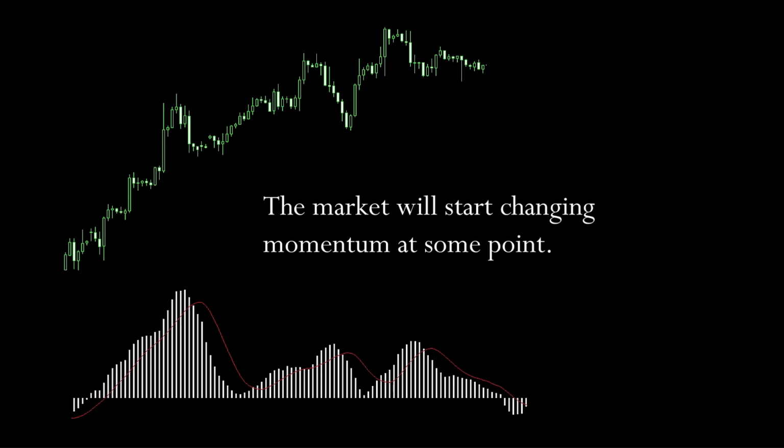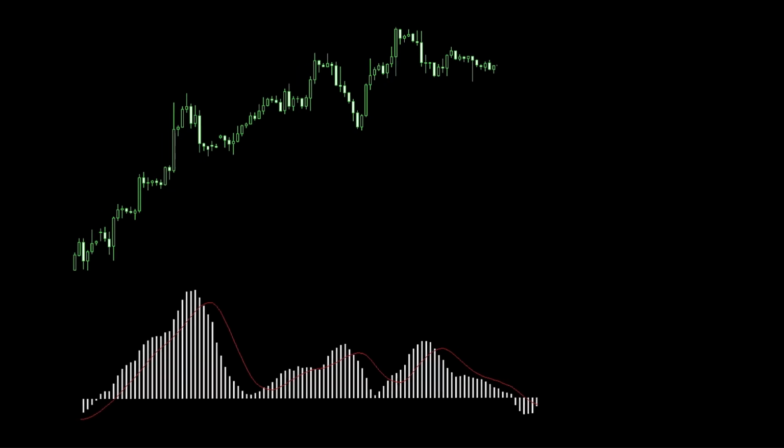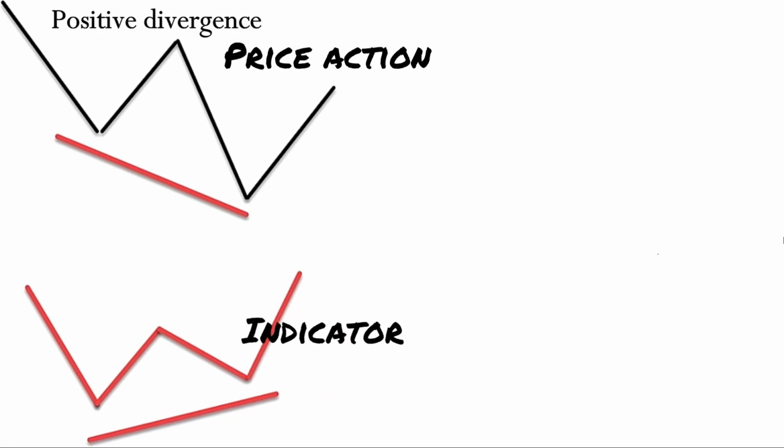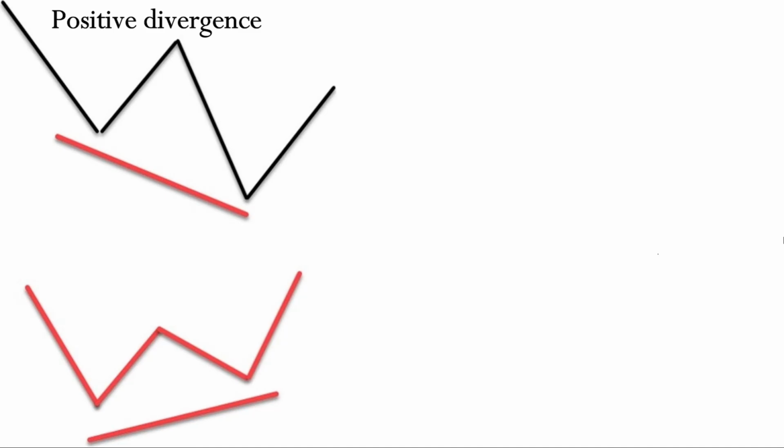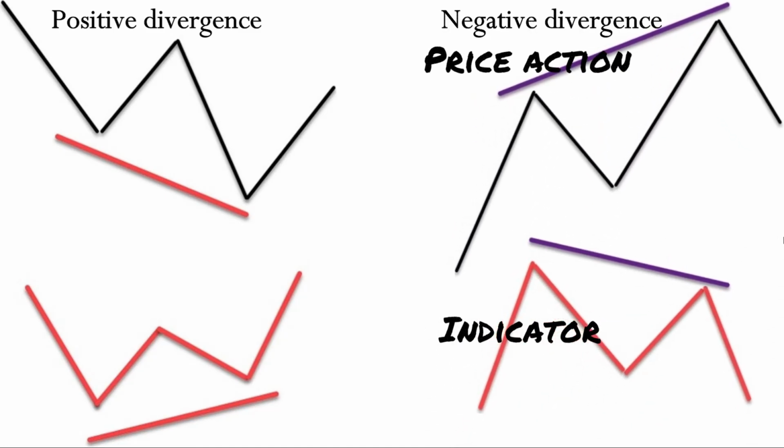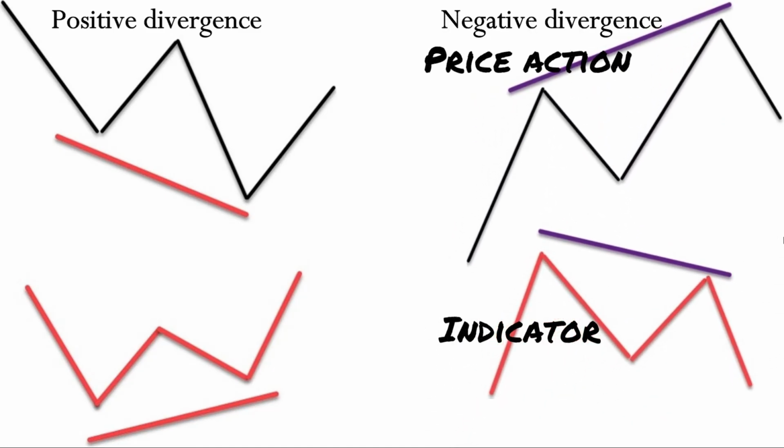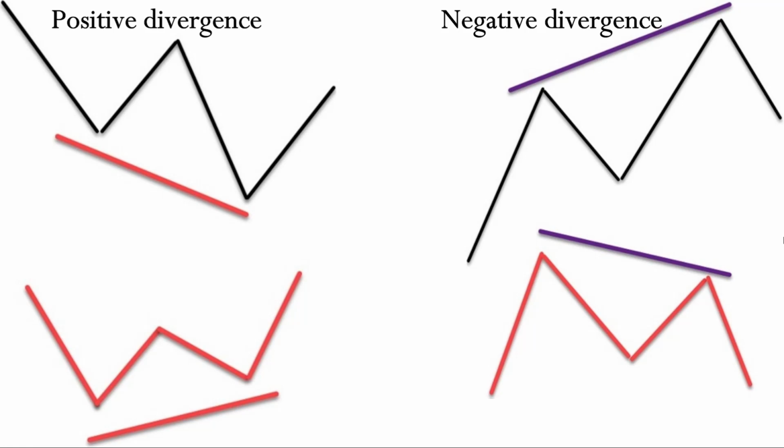There are two types of divergence. Positive divergence signals that prices will potentially go higher. It occurs when the price moves lower but your indicator is moving higher or showing bullish signals. The second type is negative divergence, which signals that prices will potentially go lower. It occurs when the price is moving higher but your indicator is moving lower or showing bearish signals.